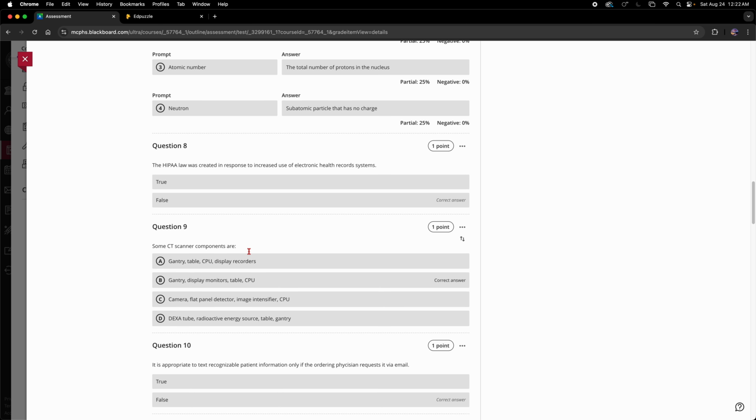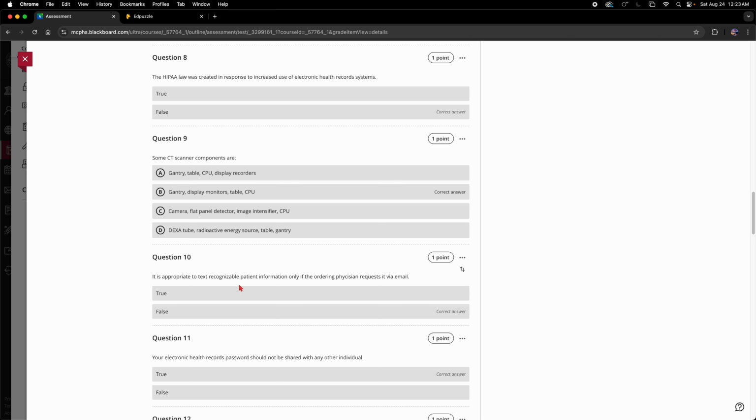Some CT scanner components are, let's go through them one by one. Display recorders? No. Let's go to the third option. Camera, flat panel detector. That would be in fluoroscopy, not a flat panel detector, and not an image intensifier. DEXA tube? No. So the only correct answer here will be option B, as shown here: gantry, the display monitors, the table, and the CPU, central processing unit.